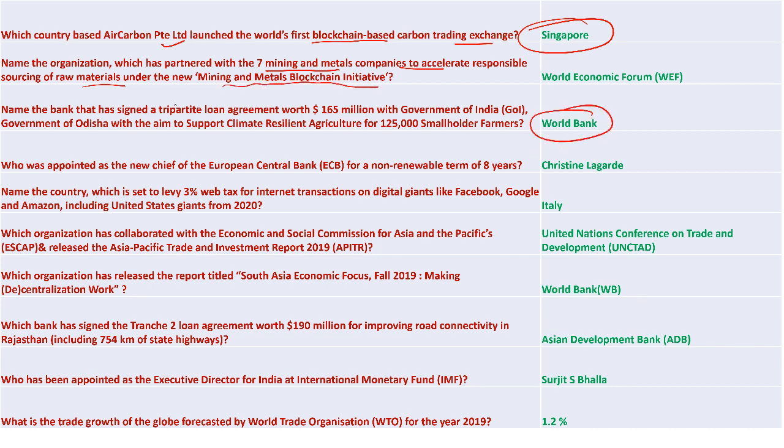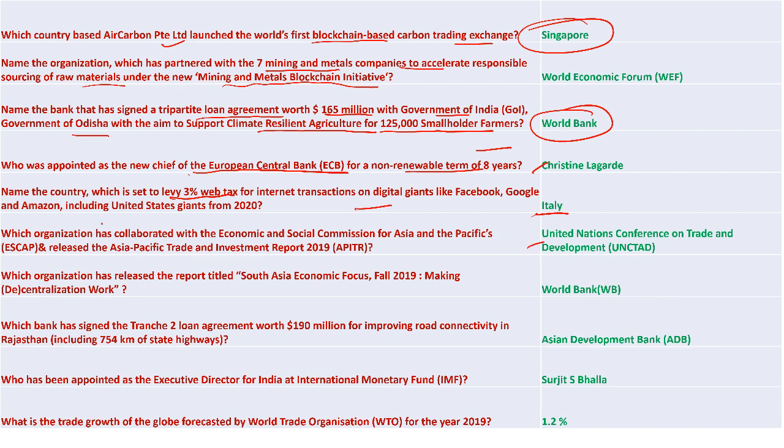World Bank has signed a tripartite loan agreement of 165 million with Government of India, Government of Odisha, with an aim to support climate resilient agriculture for 1,25,000 smallholder farmers. Christine Lagarde has been now made the new chief of ECB for non-renewable term of 8 years. Italy is the country which has set this 3% web tax. All this already covered in our current affairs also.